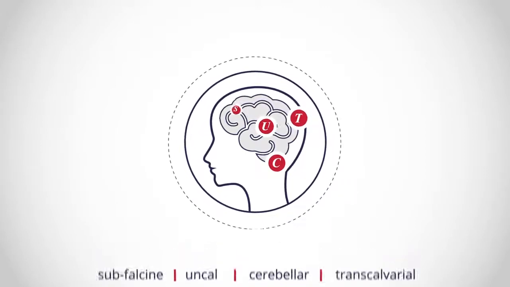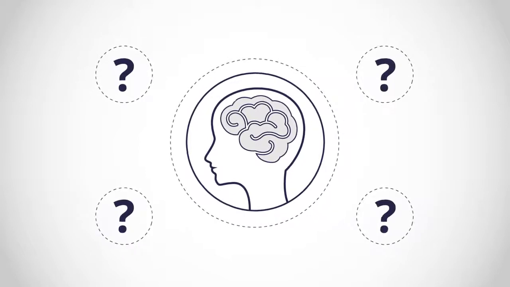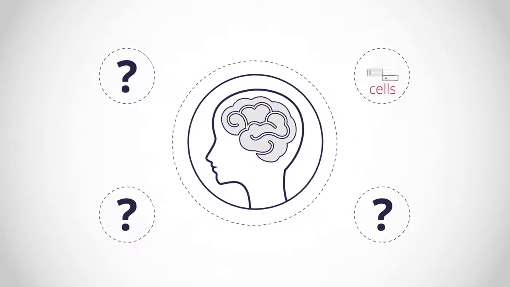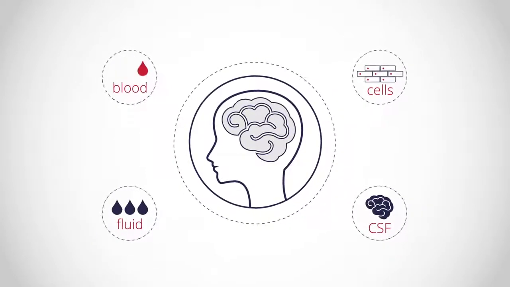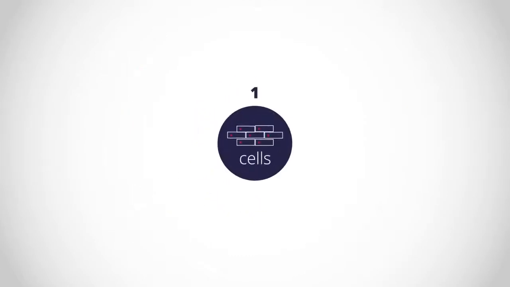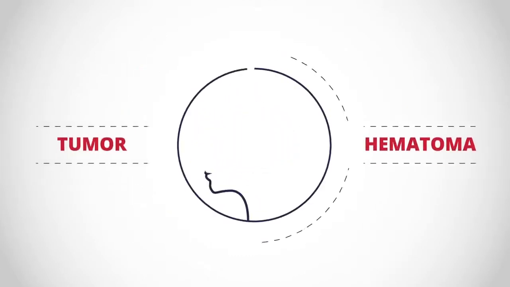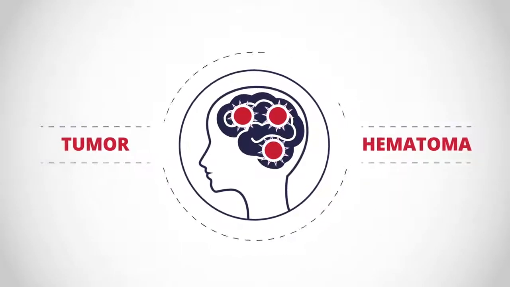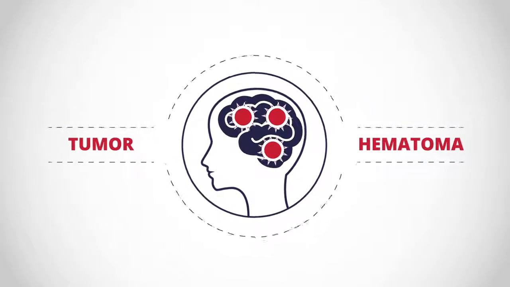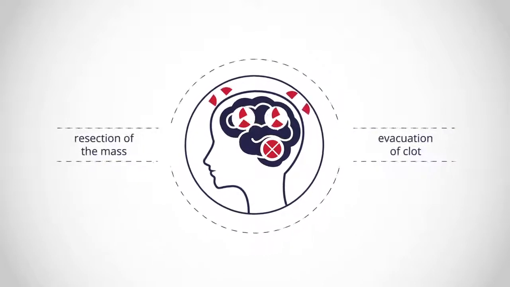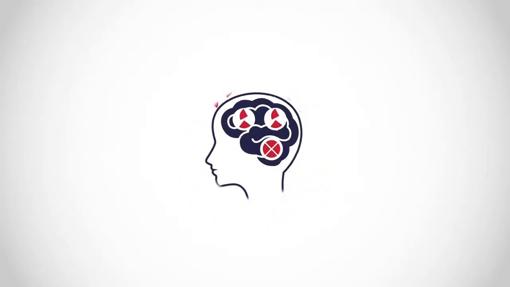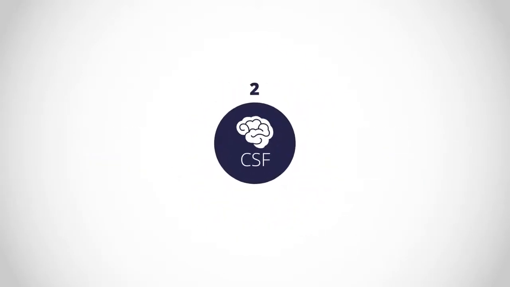So what makes up the intracranial contents? It's easiest to think of it as four components: cells, CSF, fluid, and blood. The cellular compartment may have increased volume due to mass lesions such as tumors and hematoma. The neurosurgeon is best able to intervene with either resection of the mass or evacuation of clot. The CSF compartment can be manipulated with drainage.